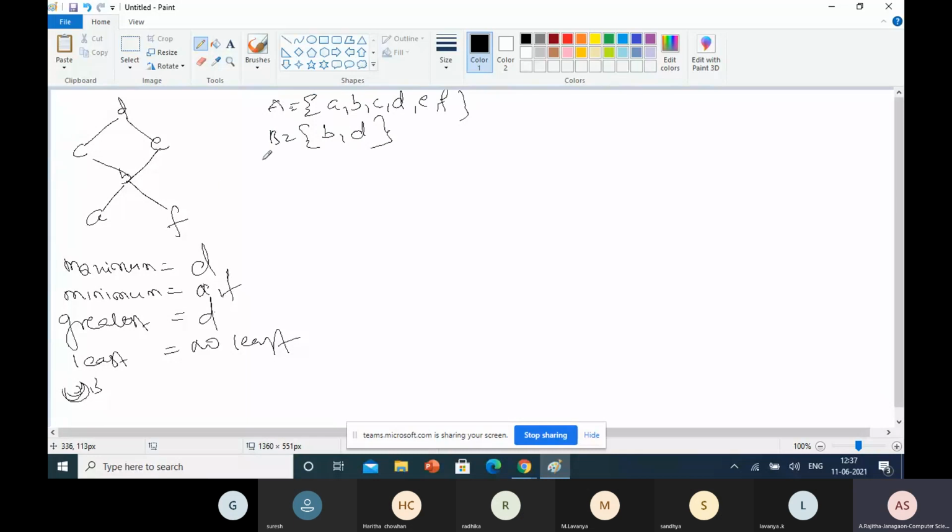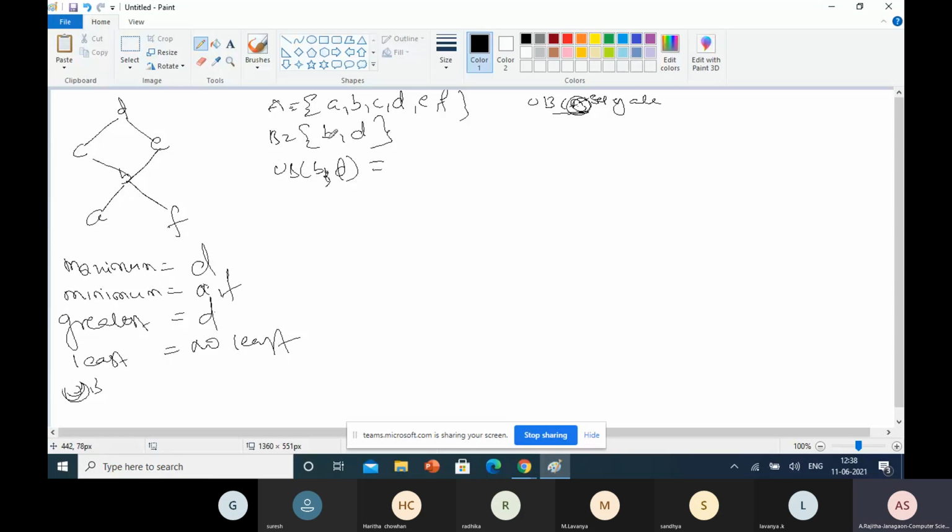For B, D, what is the upper bound? That is why, when stating the definition, we say upper bound of A, which is some set of elements. So here we find the upper bound of B, D.